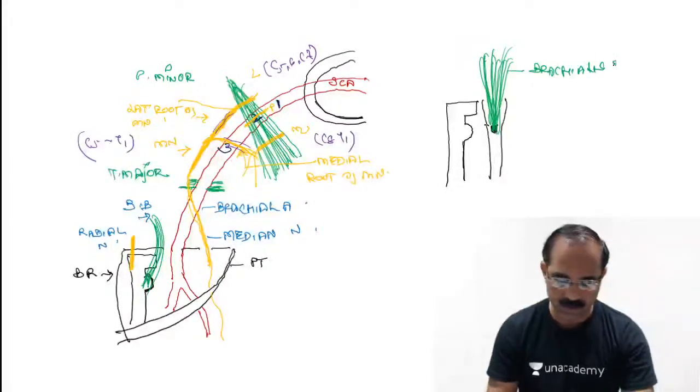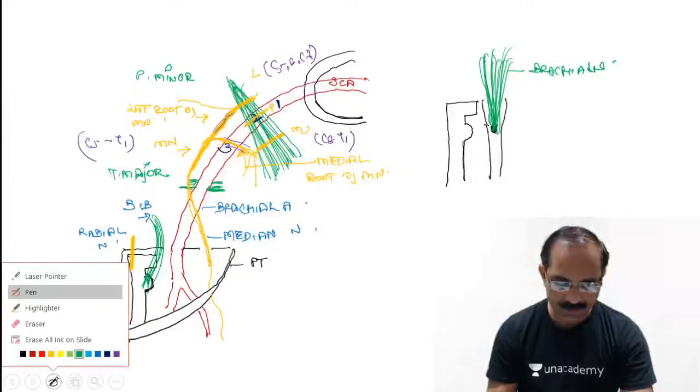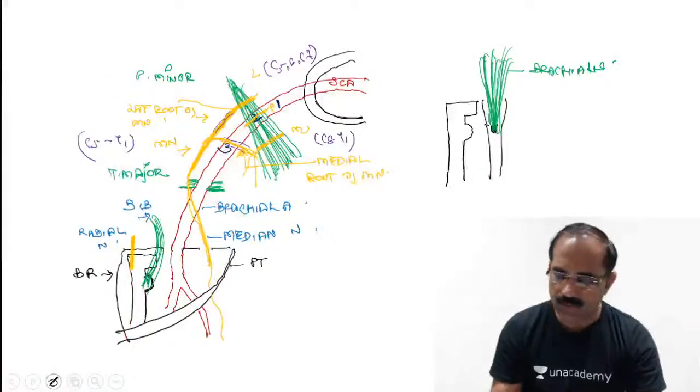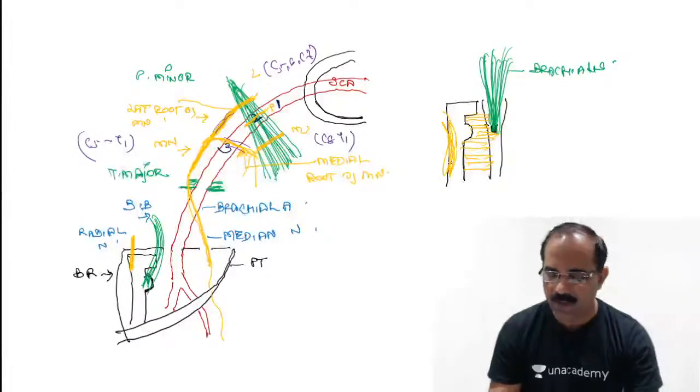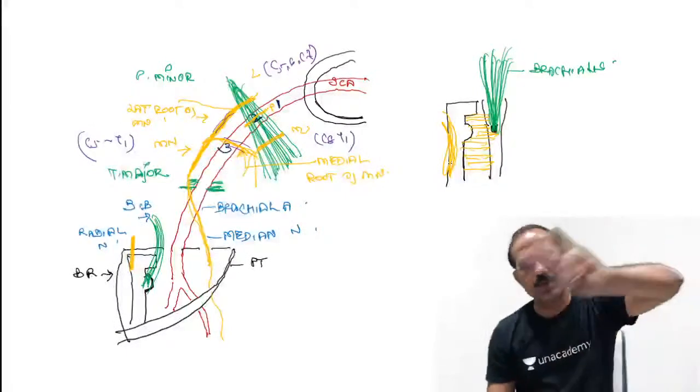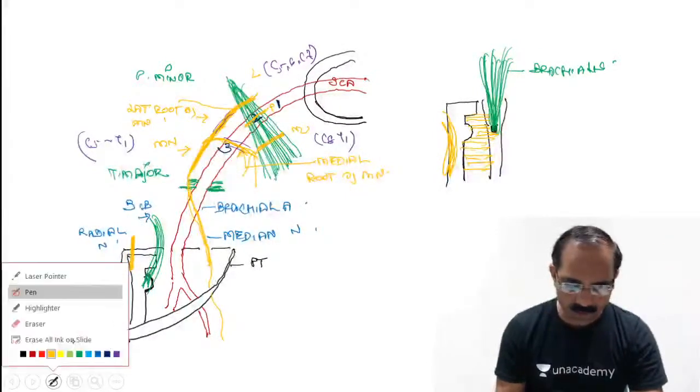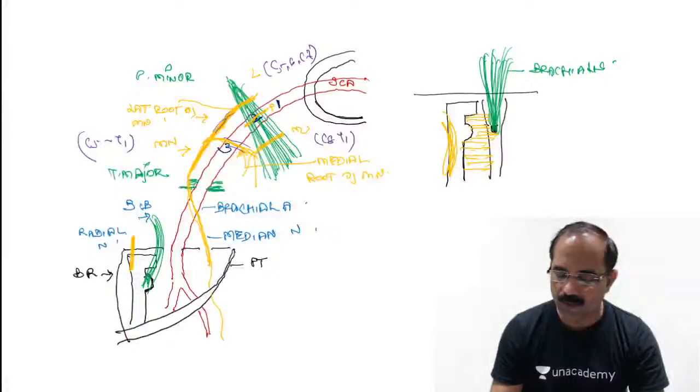Brachialis. And what is this muscle which begins from the ulna? This muscle begins from the ulna, goes behind the radius and gets inserted on the radius. This is what we call the supinator.